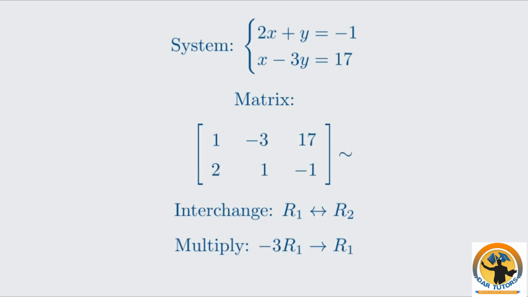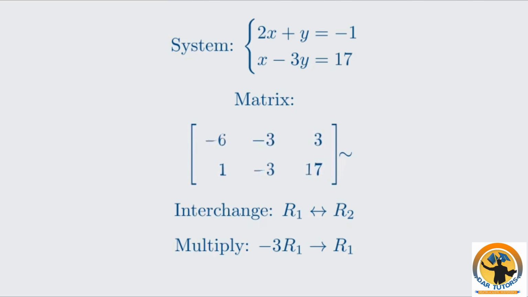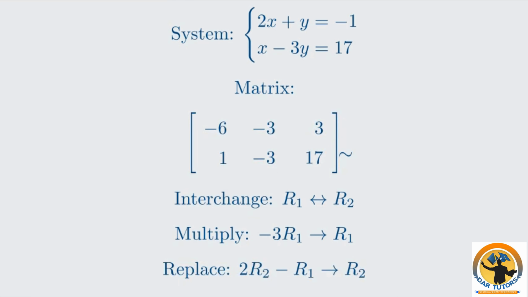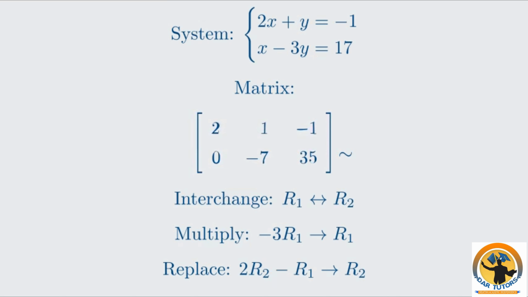If we multiply row 1 by -3, we write -3R1 → R1. Every element in the first row is multiplied by -3. The solution set is unchanged. Finally, let's replace row 2 with twice row 2 minus row 1. We write 2R2 - R1 → R2. We calculate 2 times the second row, then subtract the first row, and the result becomes the new second row. This operation is the most powerful for eliminating variables.